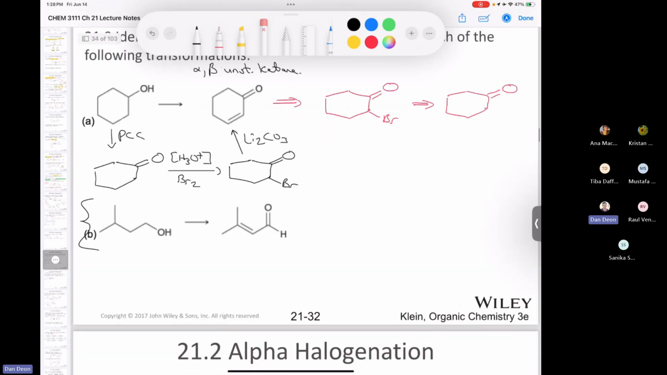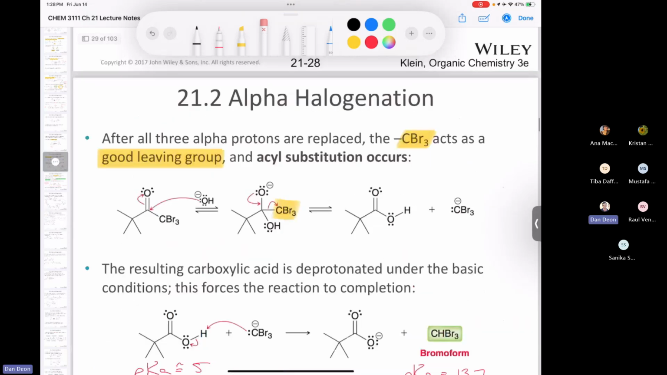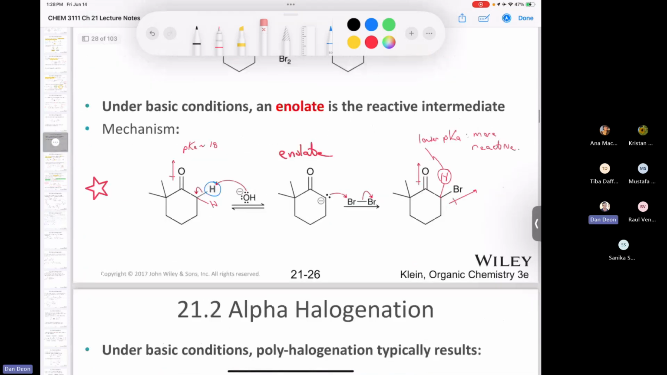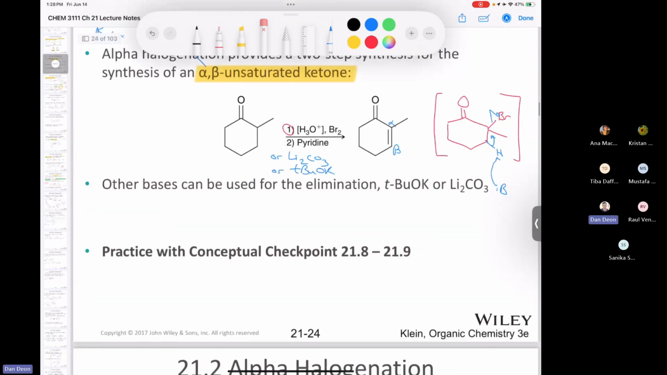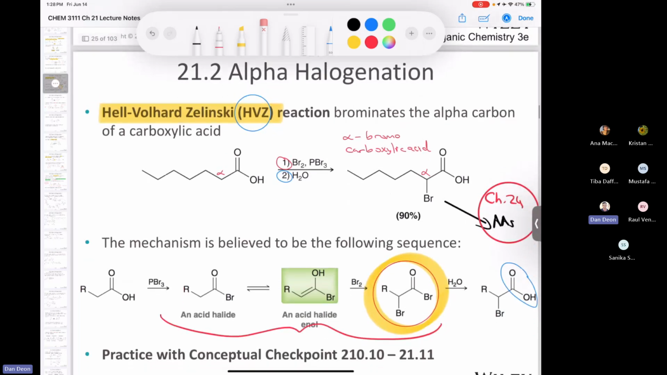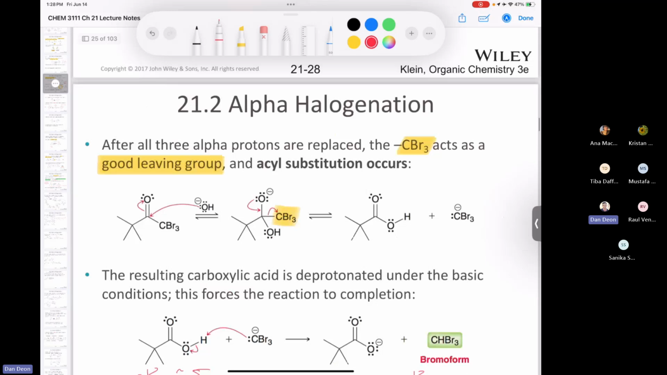All right, back here, where was it? We looked at it towards the end. The Hell-Volhard-Zelinsky. Here it is, right here. Hell-Volhard-Zelinsky reaction. So it's taking a carboxylic acid and you end up installing a bromine in the alpha position. So the first step is bromine and phosphorus tribromide. You make this alpha bromoacid bromide, and then you treat it with water, and it hydrolyzes the acid bromide to the carboxylic acid. But before we do that, we need to make the carboxylic acid, don't we?